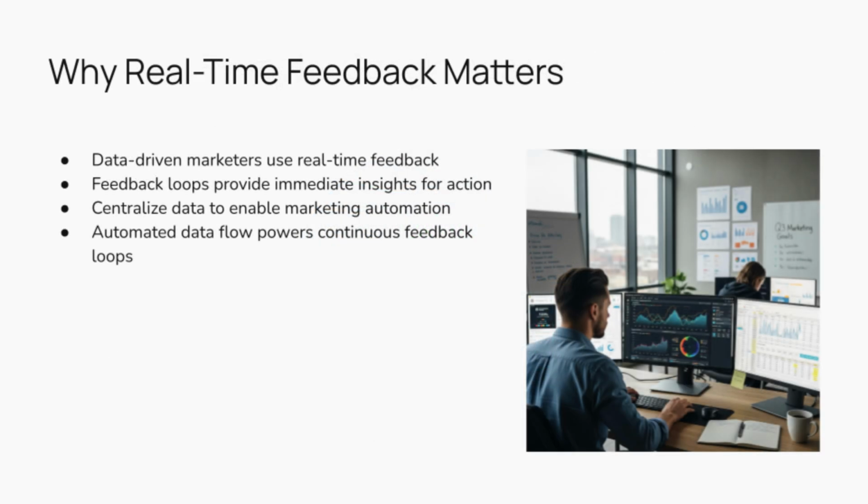A feedback loop is what separates data-driven marketers from data collectors. Instead of asking what went wrong weeks later, your system tells you in real time what's changing and what to do about it. In the next module, we'll start building this in practice, beginning with centralizing your data in Google Sheets to make automation possible. Because once your data flows automatically, your feedback loops start running on their own.